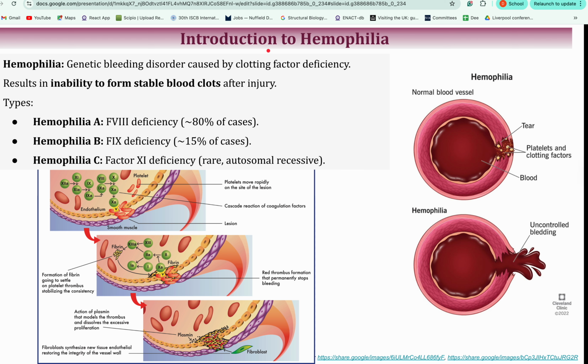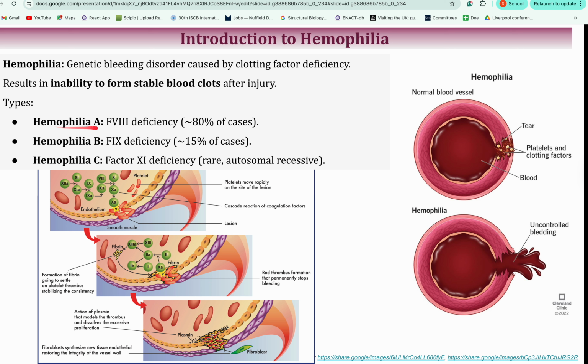Okay, so now we are done with SCID. Now we'll look into hemophilia. Hemophilia is a genetic bleeding disorder caused by clotting factor deficiency, and it results in the inability to form stable blood clots after injury. There are different types of hemophilia: hemophilia A, hemophilia B, and hemophilia C. It depends on which clotting factor is deficient. Depending on that, the different names of hemophilia are given.